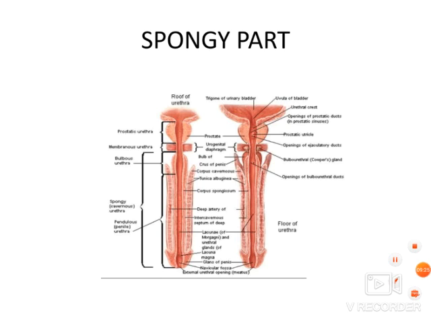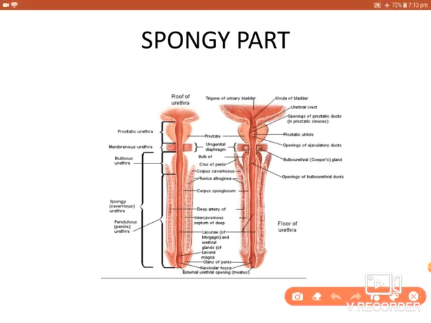Then coming to the spongy part, here you are seeing the frontal view of this anterior half of the urethra. This is the anterior half. This one is the posterior wall of that urethra. Here this is the internal urethral orifice. Here we'll get the external urethral orifice. So from here to here, this is the urethra. It travels through the prostatic urethra, the urogenital diaphragm, the membranous urethra, and through the penis, that is the spongy or the penile part.